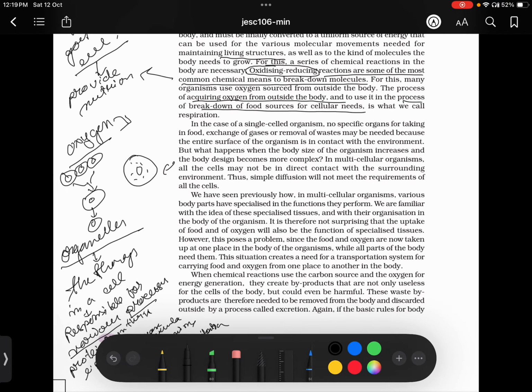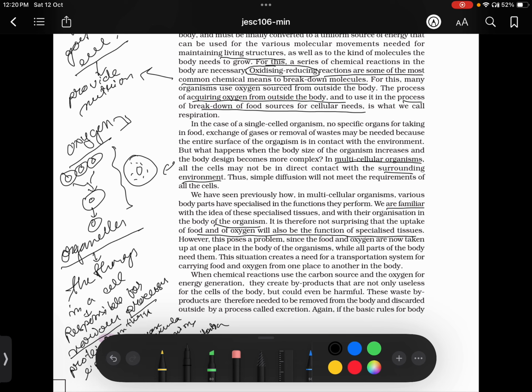Now, they have mentioned here that exchange of gases and removal of waste happen because the entire surface of the organism is in contact with the environment. But what happens when the body size of the organism increases? In multicellular organisms, all cells may not be in direct contact with the surrounding environment, as we have discussed already. There is a tissue system, there is an organism, and there is an organ system involved in a multicellular organism. Now we have seen previously how multicellular organisms have various body parts with specialized functions to perform, and their organization of the body therefore does not suppress the uptake of food and oxygen, as well as function in specialized tissues.